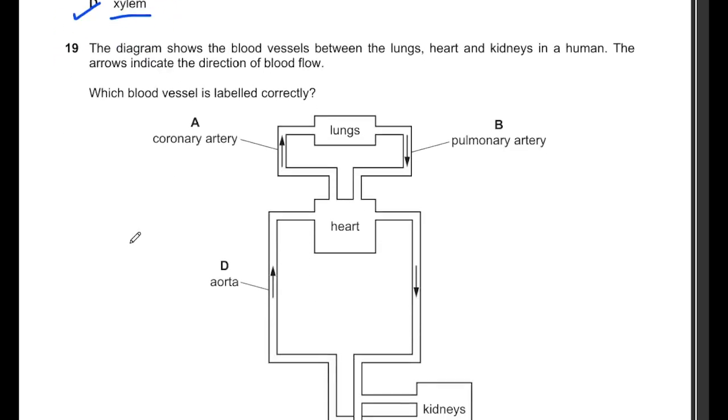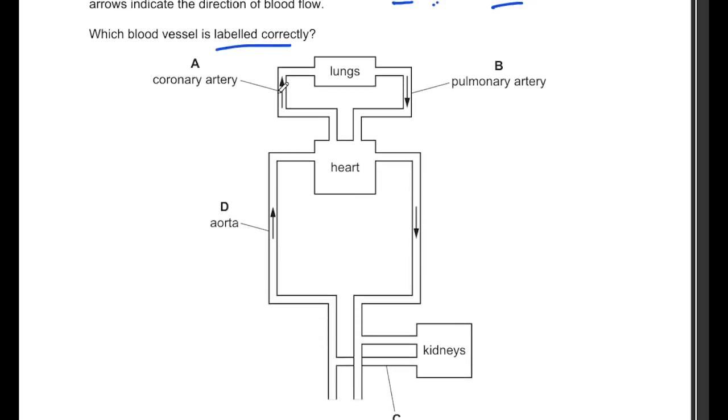Next one. The diagram shows the blood vessels between the lungs, heart, and kidney, and the arrow indicates the flow. Which blood vessel is correctly labeled? Don't get confused when they give such a large, huge image. Just focus on the organ and the direction. From the lungs, the pulmonary artery is carrying the blood to the heart. Nope. Next, the coronary artery is carrying the blood towards the lung. Coronary, no. Next, towards the heart, aorta, never.